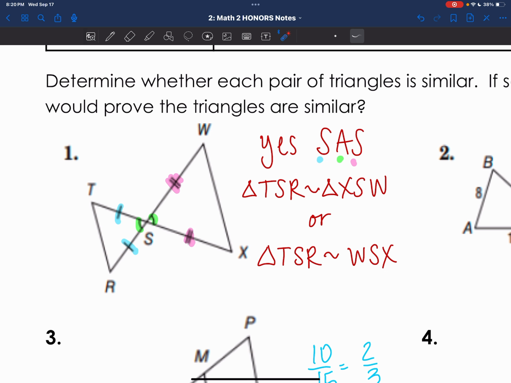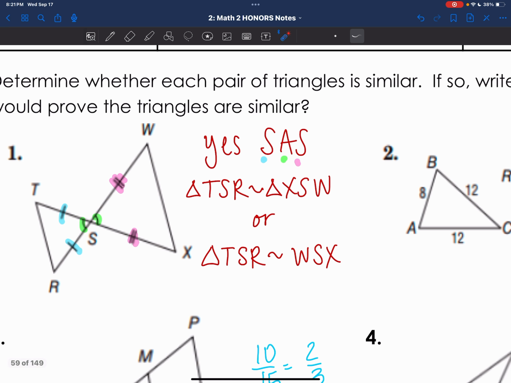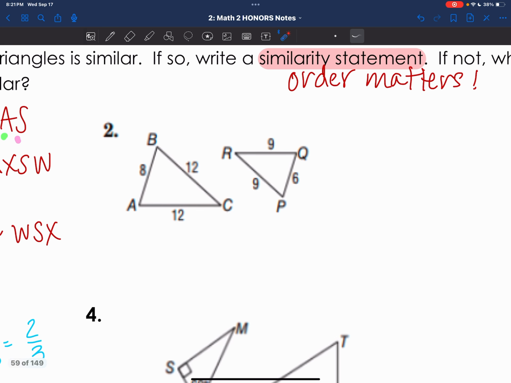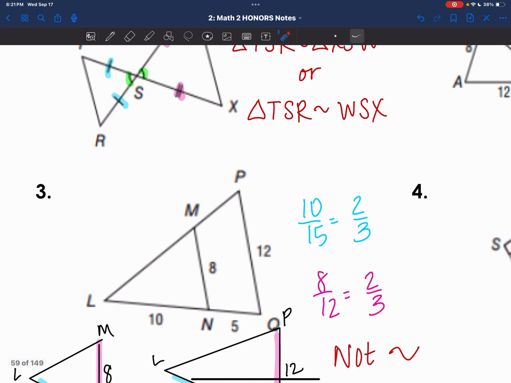If we were to do triangle TSR, since we said T goes with this side, we know that X is going to go with this side. And if I know S is in the middle, well, S should be in the middle here. And then lastly, if R is here, W is here, and you know that they are similar. So these can be proven similar due to side, angle, side. You could also do your triangle the other way. This way is okay also. All right. So this one, I'm going to go through this first and then come back to this one.